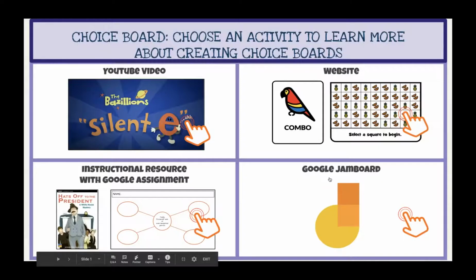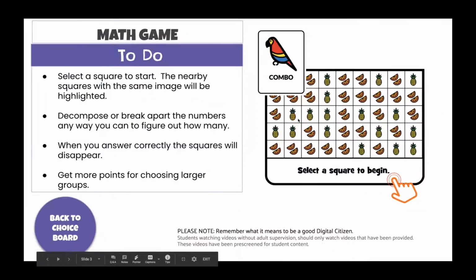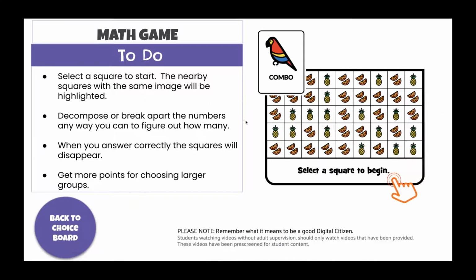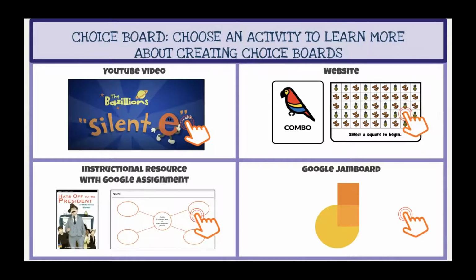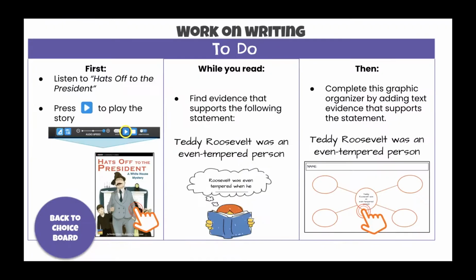So now let's test it out. If students are using the choice board in present mode, then when they click on it, they'll be sent to the slide with directions, and then they can click on the image to go to the website or the resource, for example. But now the back to choice board button will work and they'll go back to the main frame.